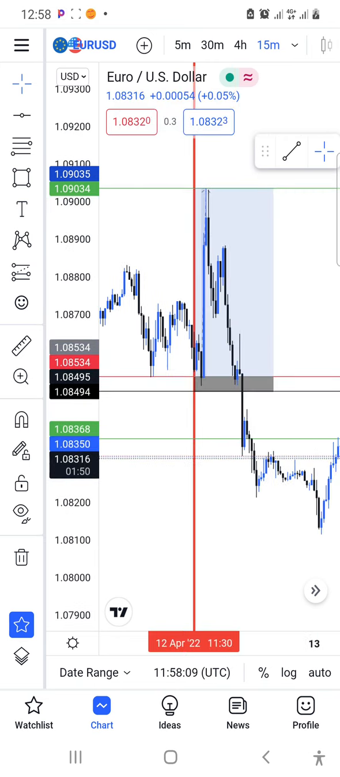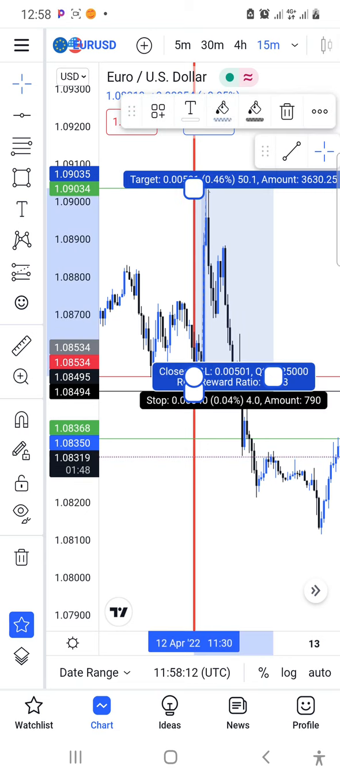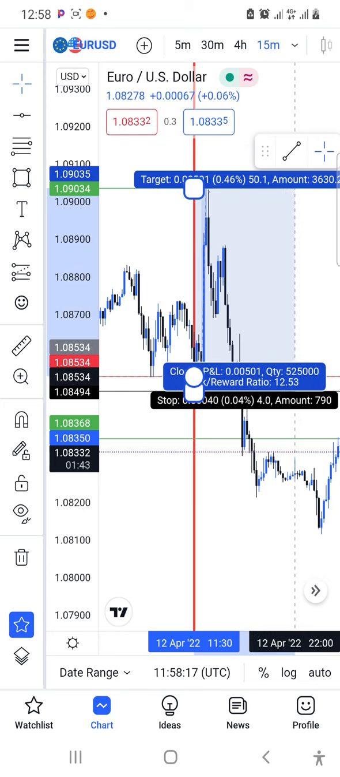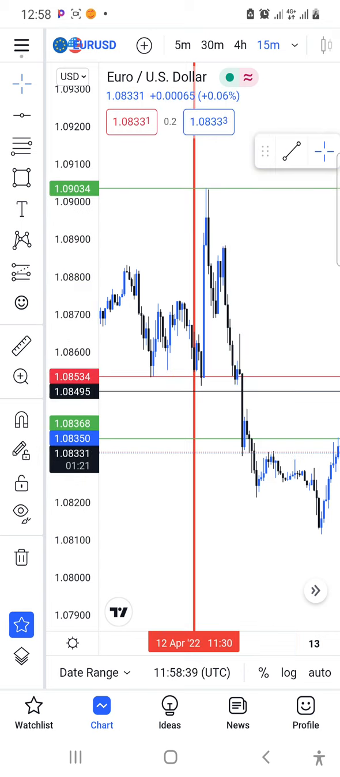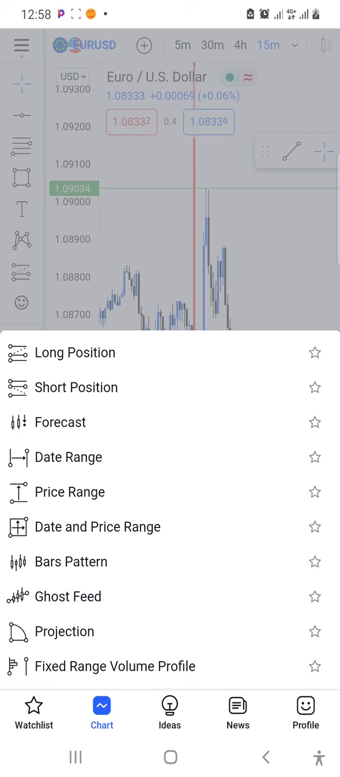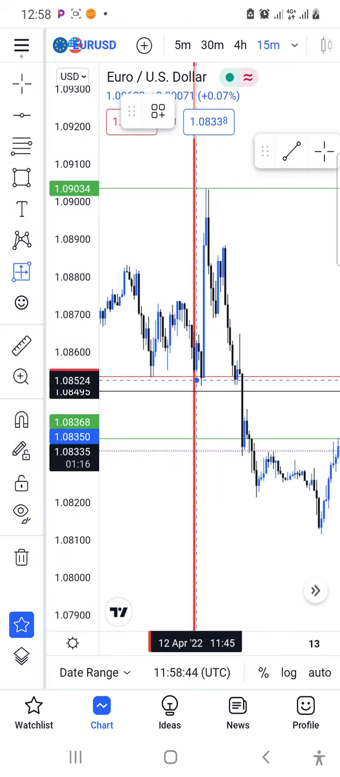So you can see now the risk to reward here is, I think, around 12.53%. This alone, just this small move, is 50 pips, and the stop loss is like 4 pips. So let me show you how long that just took. Let's see how long it took. You click on that date and price range.